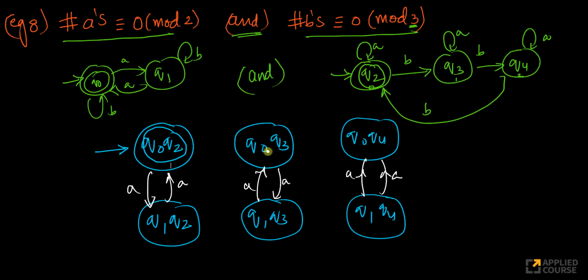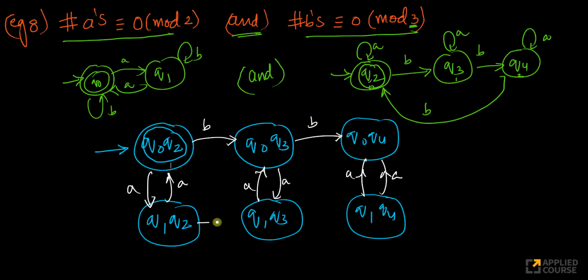Cool. Now what about these two? Q2, Q3. Between Q2, Q3, what do you have? B transitions you have. This B transition, look at this. This B transition is what you have. What about Q3 to Q4? You again have a B transition. This B transition is here.